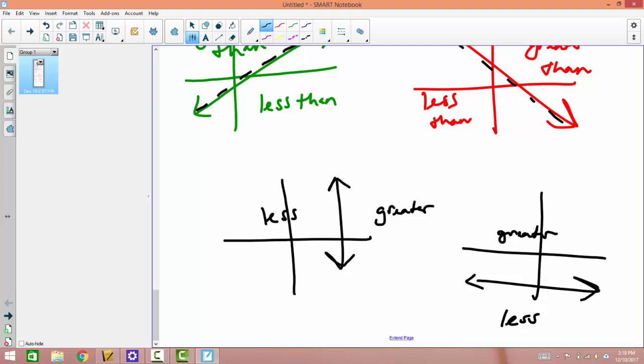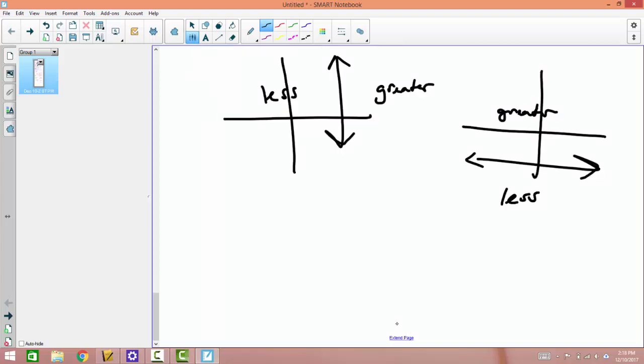Okay, so let me give you one to try. y is greater than or equal to 2x minus 3.